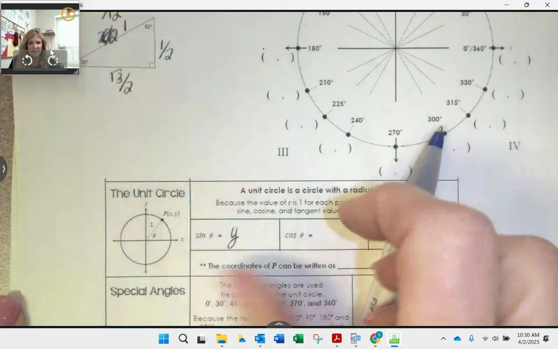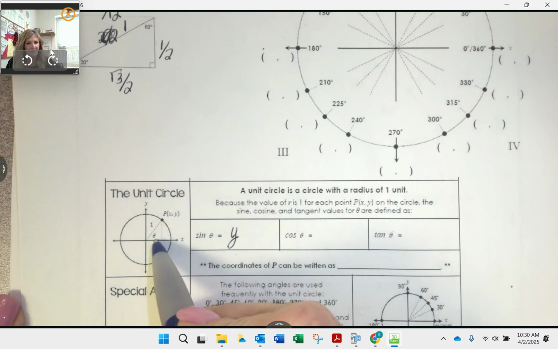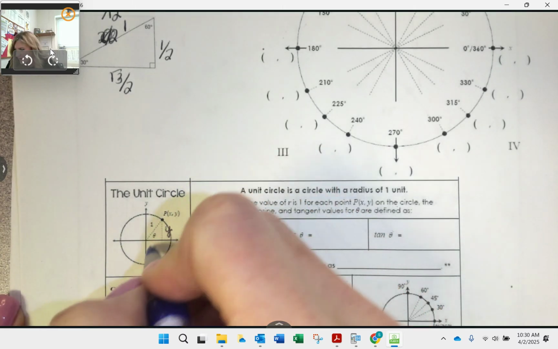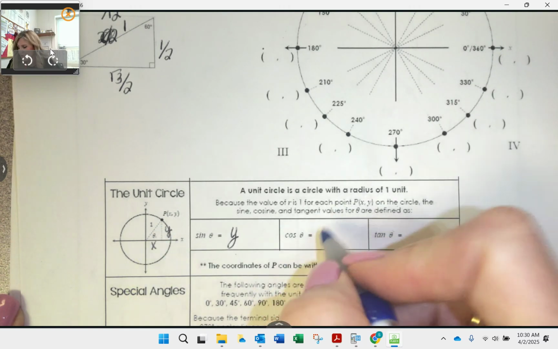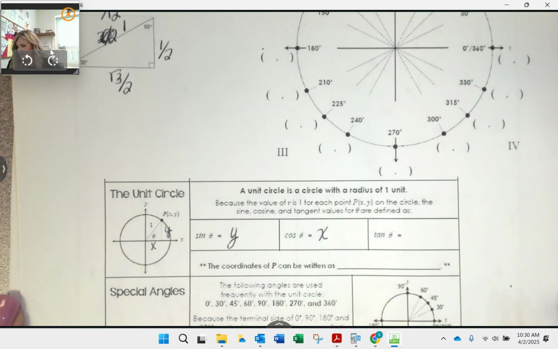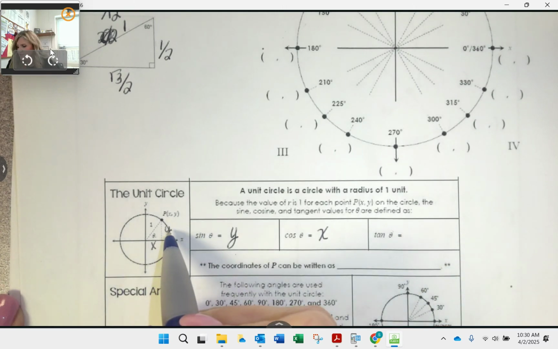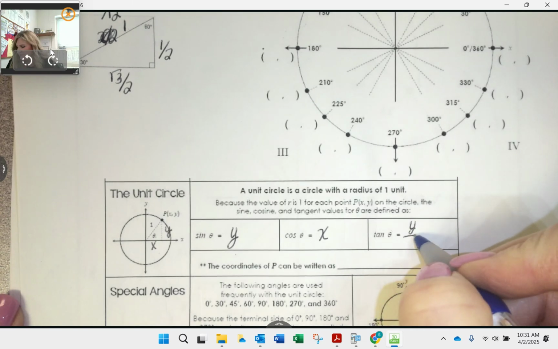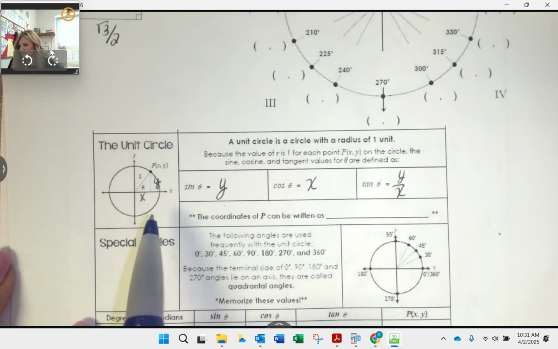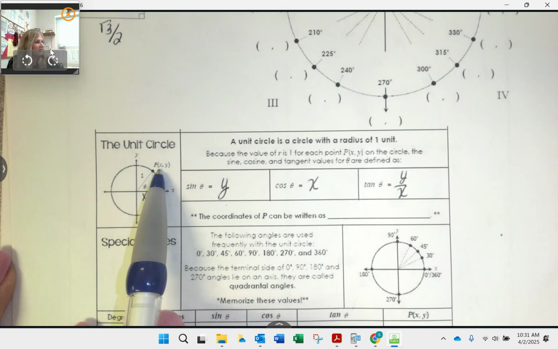What's the cosine of theta going to be? Just x. This is a y, this is an x. So therefore the cosine would be the adjacent over the hypotenuse, but the hypotenuse is 1, so it's just going to be x. The tangent is always the opposite over the adjacent. So what's it going to be in terms of x and y? Y over x.